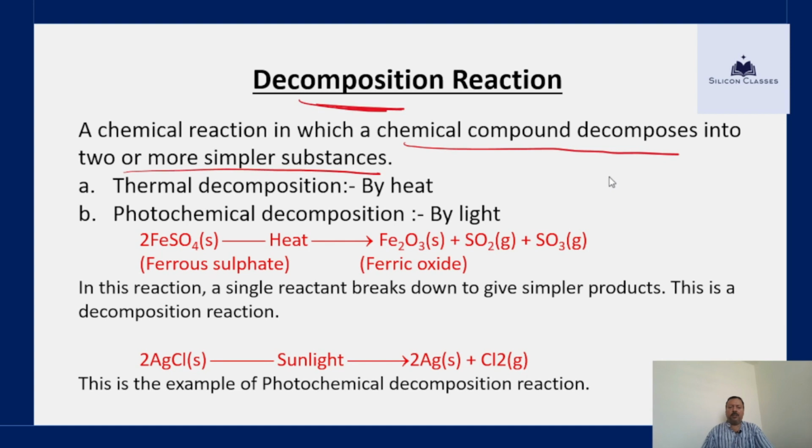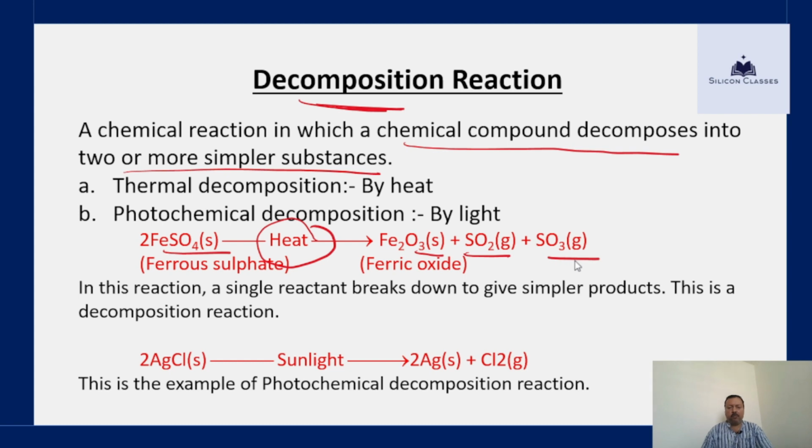Here we are taking an example of the thermal decomposition reaction, which is governed by heat, that is ferrous sulfate solid. If the ferrous sulfate solid is heated, it will form ferric oxide, which is solid in nature, sulfur dioxide and sulfur trioxide. Sulfur dioxide and sulfur trioxide are both gaseous in nature. So this is the example of a thermal decomposition reaction.